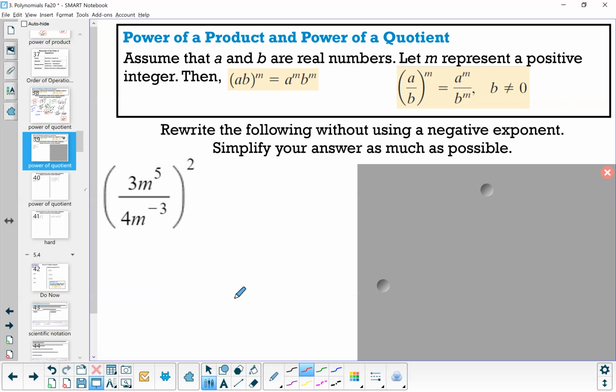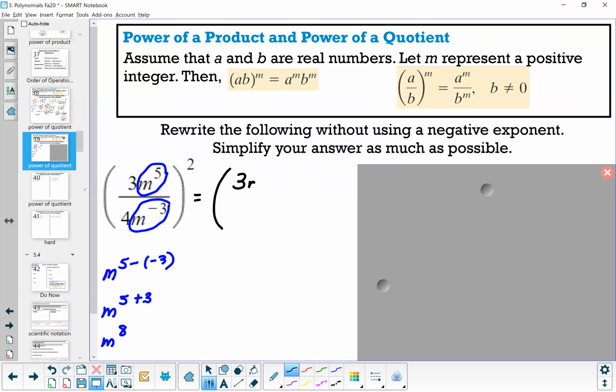All right, hopefully you paused the video and you've tried this. So let's go ahead and try it together. So I'm going to start with just using the quotient rule. So in parentheses, I have factors that have a base of m, m to the 5th, m to the negative 3. So if we use the quotient rule, m to the 5th minus negative 3 is the same as saying m to the 5th plus 3, and that's m to the 8th power. So that gives us an internal fraction of 3m to the 8th over 4.